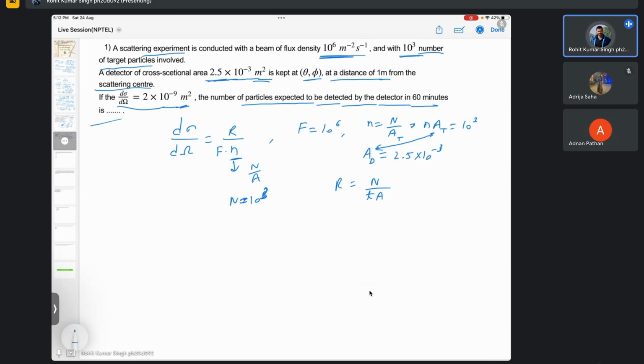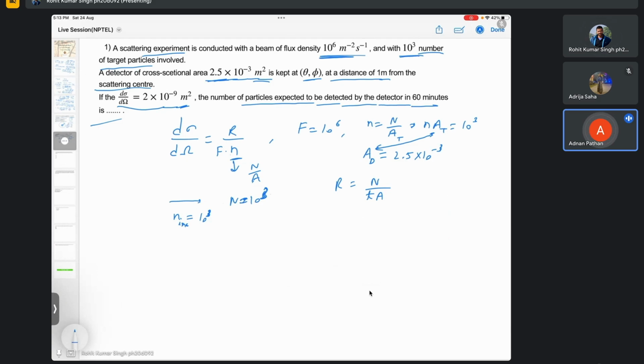Okay, so you are saying that whatever the flux of incident particles is, it's interacting with 10 to the power 3. So the number of incident particles will also be 10 to the power 3, right? No, I'm saying that these 10 power 6 particles are only going and hitting the 10 power 3 target particles.